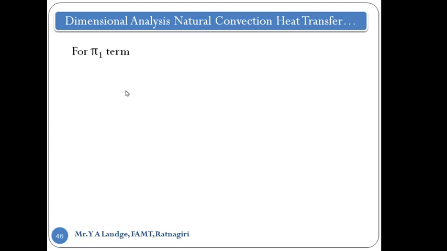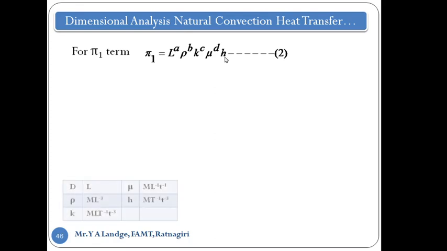For the pi 1 term, this is the equation 2, pi 1 equals L rho K mu, and this is H. Now what we do, we write the dimensions. From the table we have already, we make it. So this d L is nothing but the d, so here I write in the dimensions L. Then rho, I keep the dimensions of rho here. What is the dimension of rho? It is M L raised to the power minus 3. I kept here the K conductivity, so these are the dimensions. Then mu here and H here.